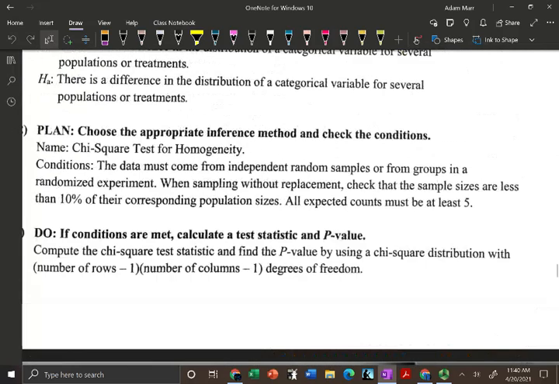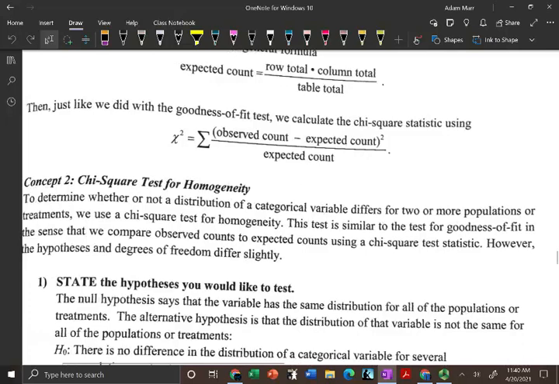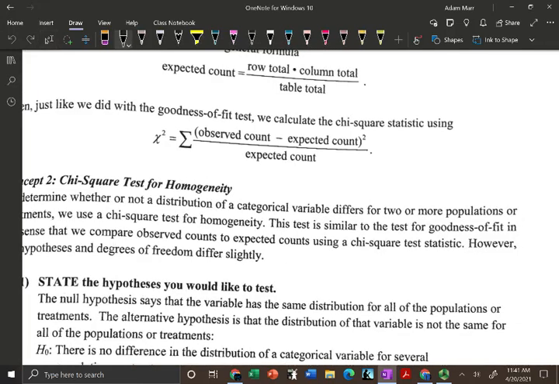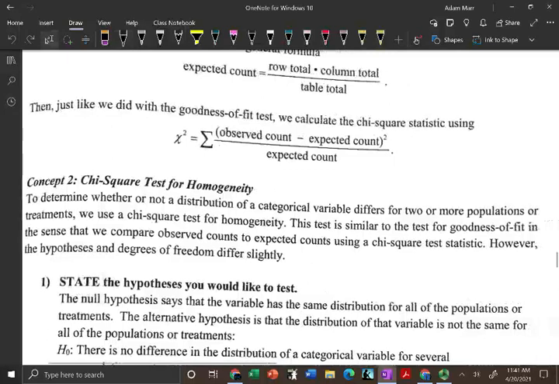So just going back to what we're actually talking about right here. In a chi-square test for homogeneity, we're trying to determine whether or not a distribution of a categorical variable differs for two or more populations or treatments. So in this case, there will be at least two random samples, or at least two groups if it's not an actual random sample. In general, we're talking about two populations right here.